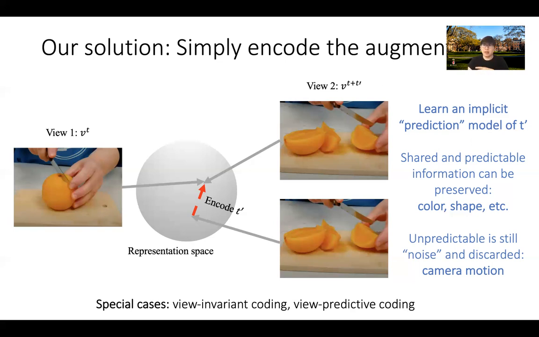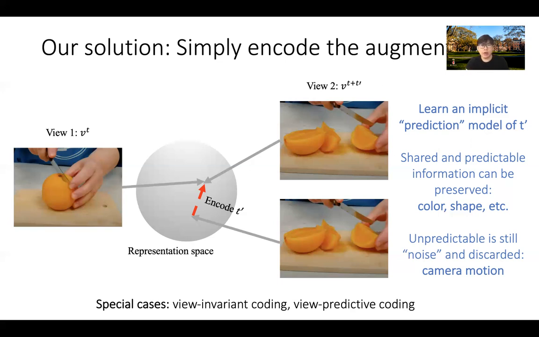And in that case, it basically becomes the standard contrastive learning objective. So it's a more unified and generalized framework than the standard contrastive learning objective. As a result, our hope is that by learning this implicit prediction model based on the temporal augmentations, and in this particular case, the temporal dynamics, our representations capture not only the shared information, such as the color, but also the predictable information, such as shape or other information related to visual dynamics and temporal dynamics. But the unpredictable things are still noise and discarded, such as camera motion.